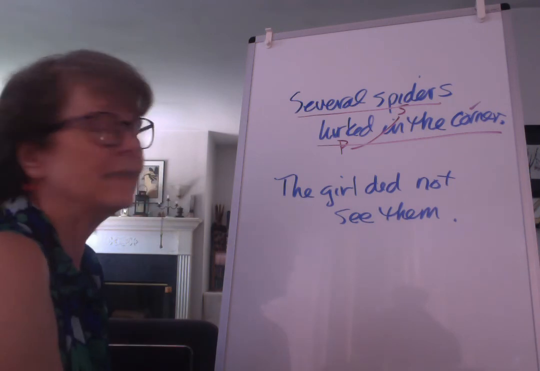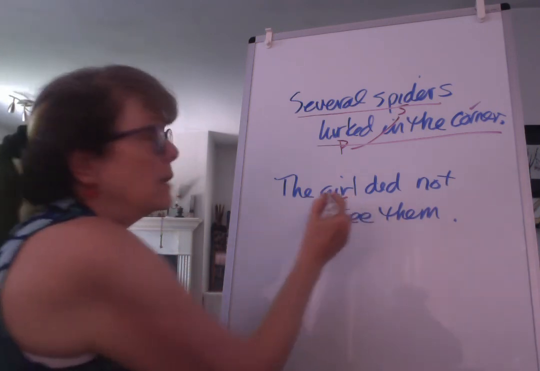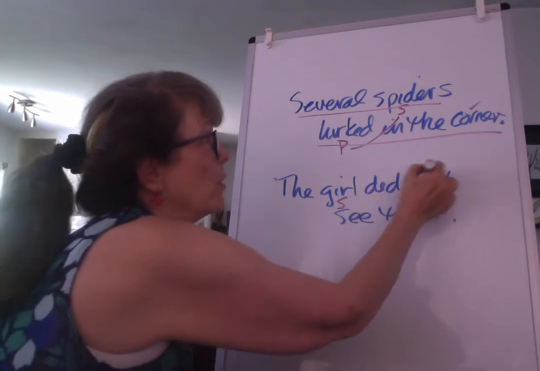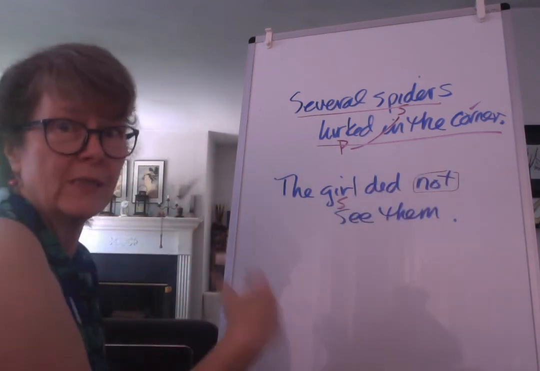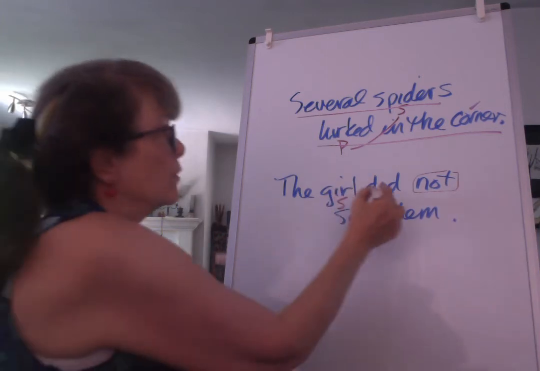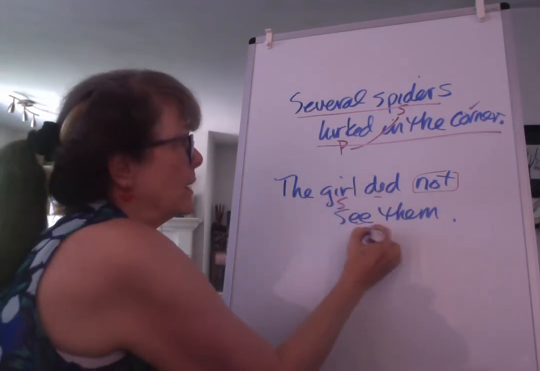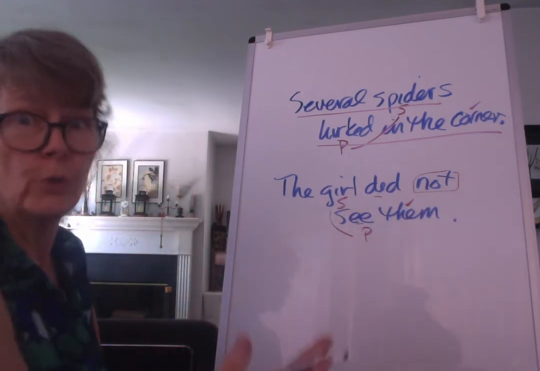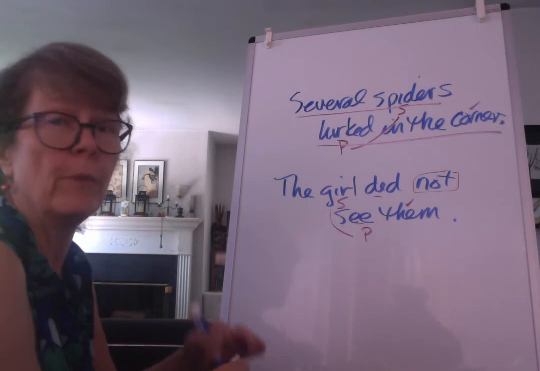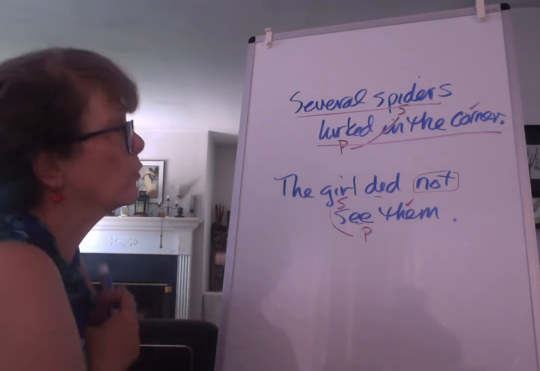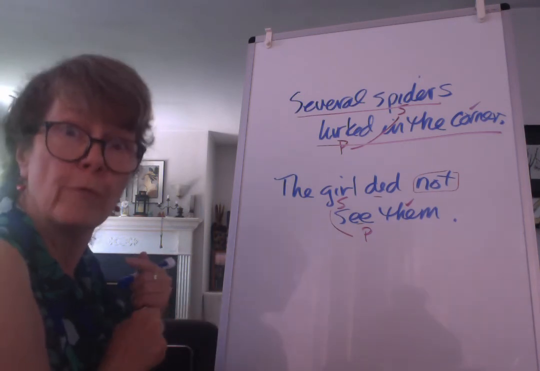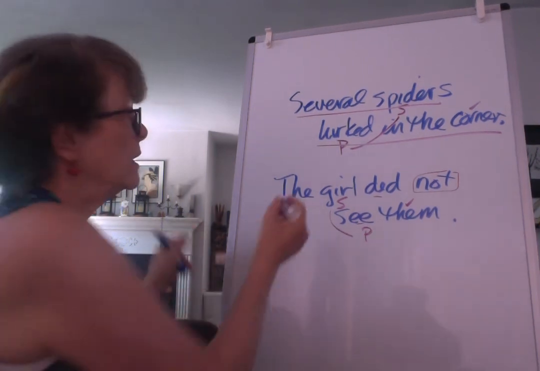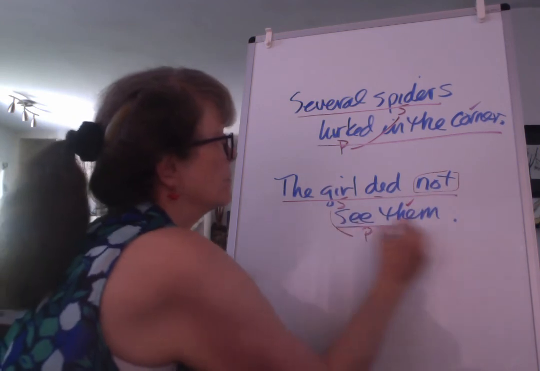The girl did not see them. Who's doing something? The girl. What did she do? She did see. Remember, not is not part of the verb. It's an adverb that modifies the verb. So did see is the predicate. Them is a pronoun, but it's not doing anything in the sentence, so it's a pronoun but not a subject. The girl did not see them. Group of words with a subject and a predicate. It expresses a finished idea. So it's a main clause.